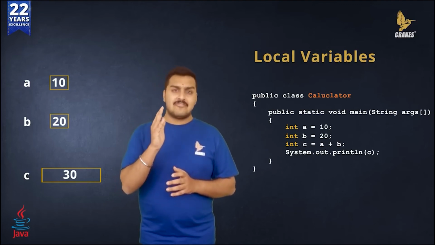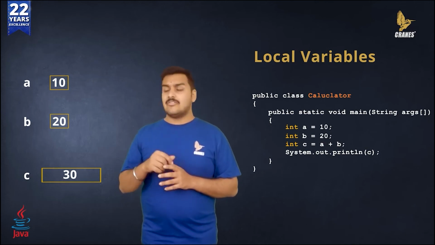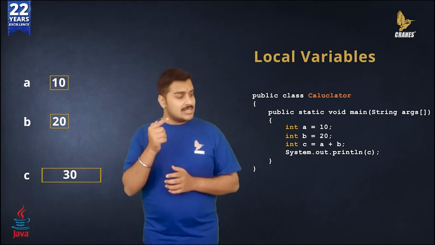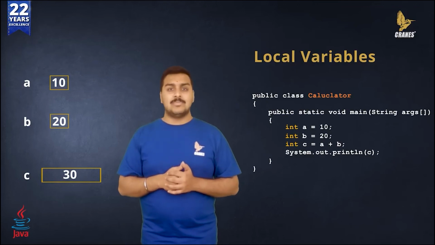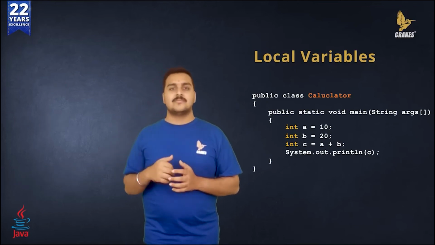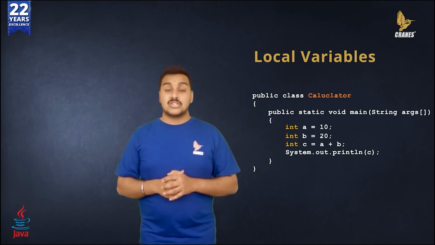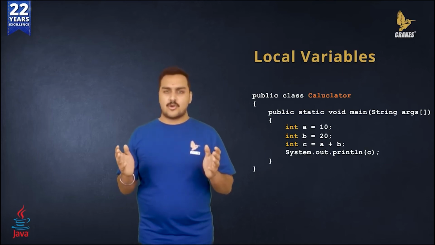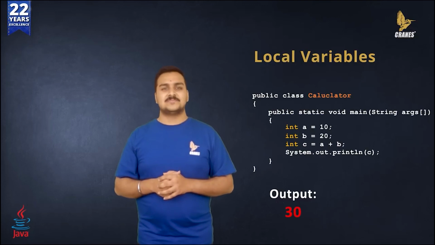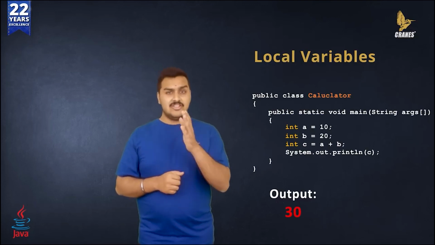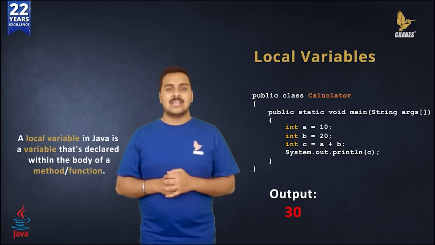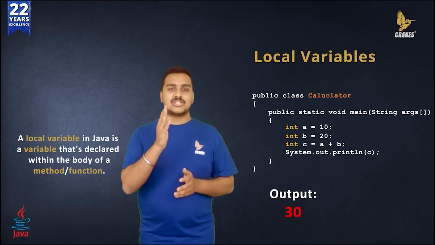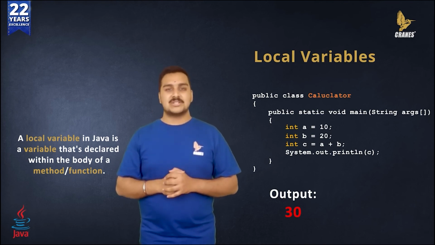The advantage of having local variables is that whatever memory you have created here, once the execution of this program is completed, these memories will get deleted like this. See? So this is the beauty of local variables. The output of this program, you already know, this is your output. So the definition is here. I hope you have got clarity about this concept of local variables.